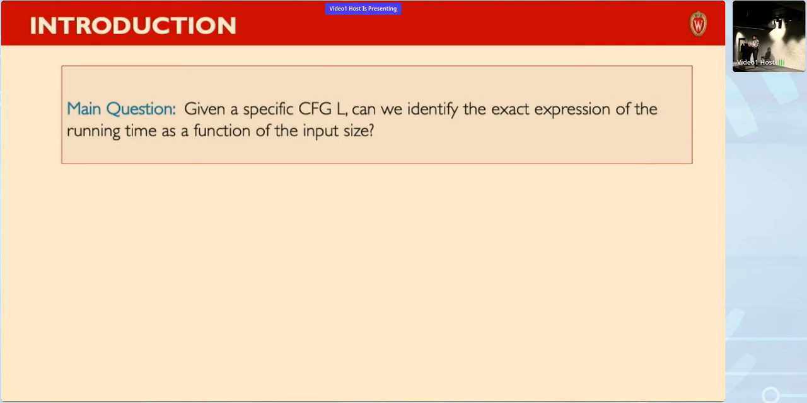So this is the overall broad question that we are trying to answer. Given a specific CFG, can we identify the exact expression of the running time as a function of the input size?